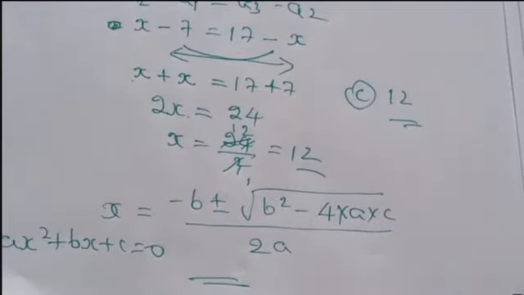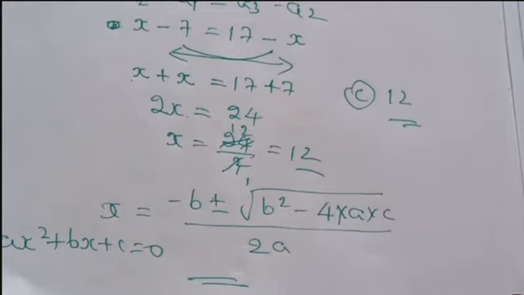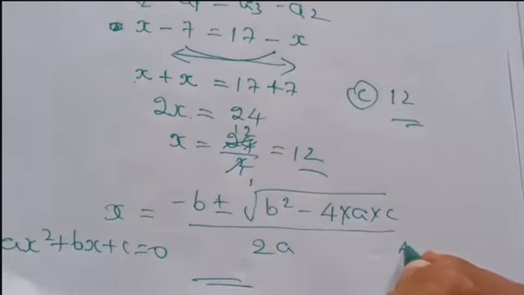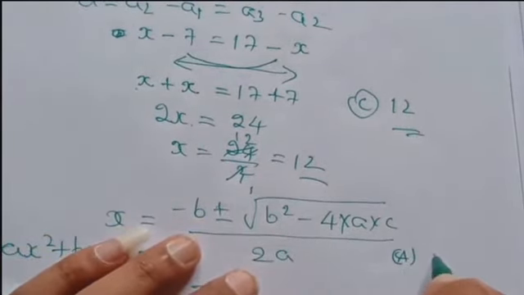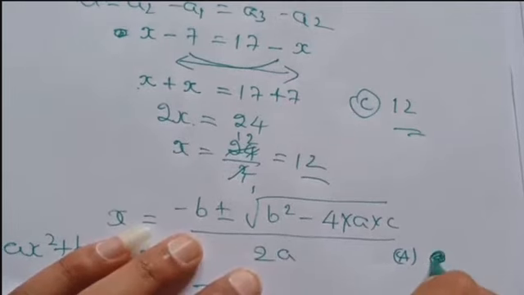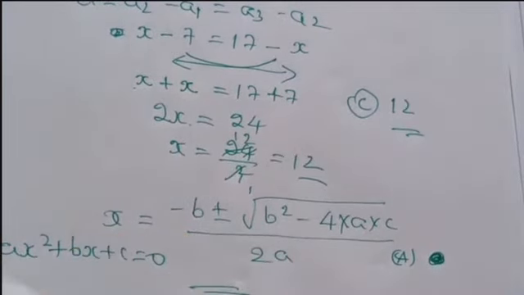So that means which option is right? Therefore, minus b plus or minus square root of b square minus 4ac by 2a, the first option, is correct. So you need to write down the first option, or you need to shade the first option, that means A, right?